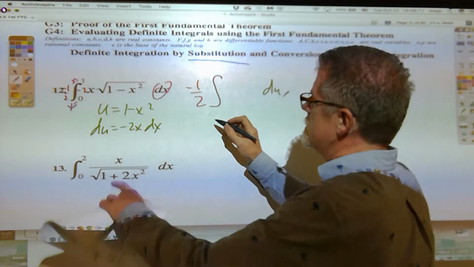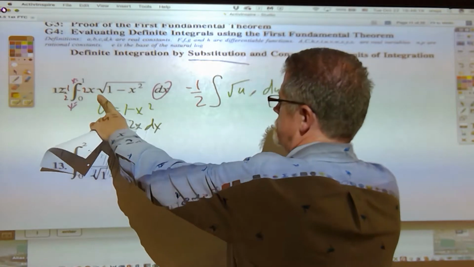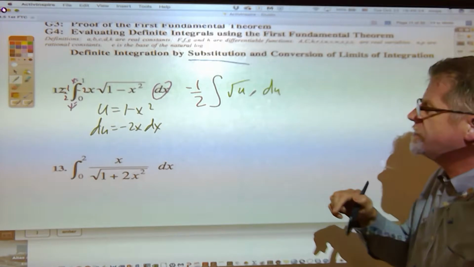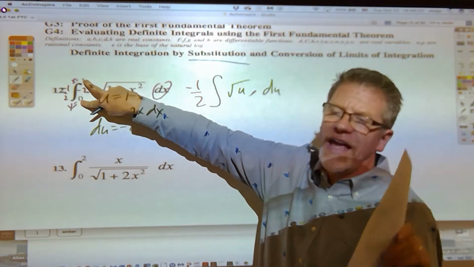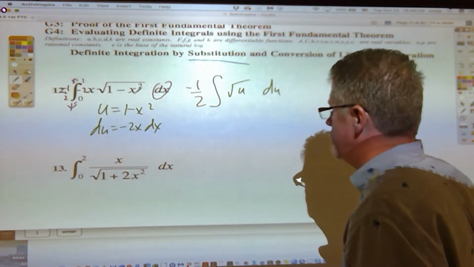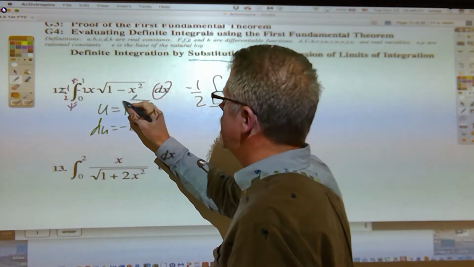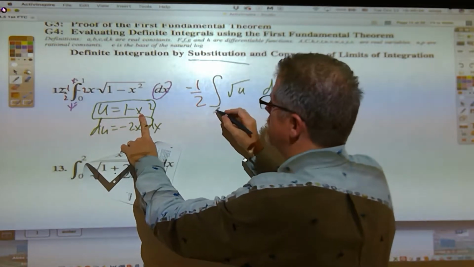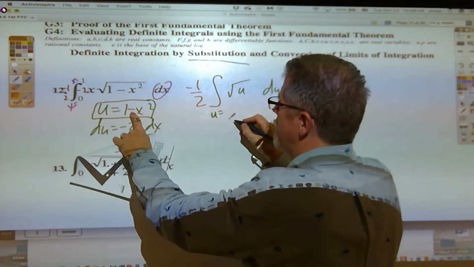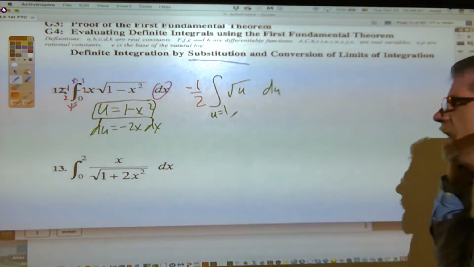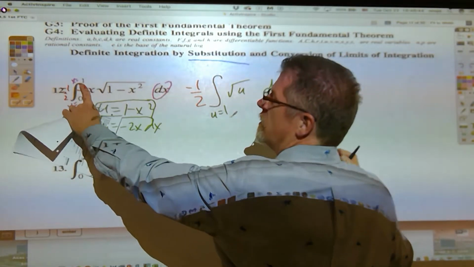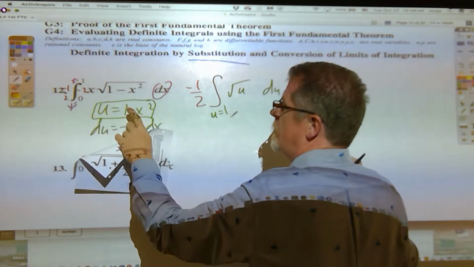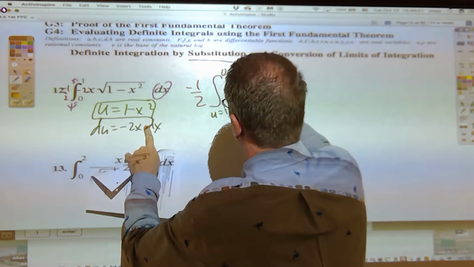And this is the square root of u. So we got square root of u du. We've done it. So that means we're going to have to convert these numbers from values of x to values of u. And we're going to use this equation to do it. You see, when x is 0, the corresponding value of u is 1 minus 0 squared, or 1. And likewise, when x has a value of 1, let's convert the upper limit of integration from an x value to 1 minus 1 squared, which is 0.